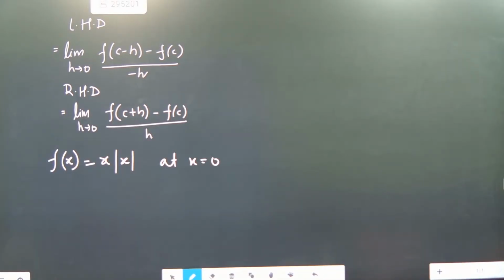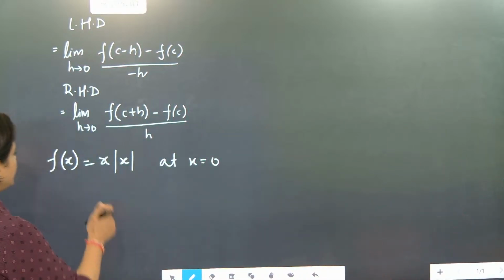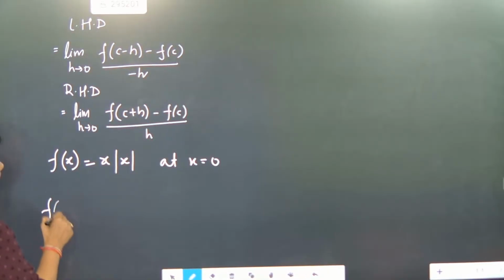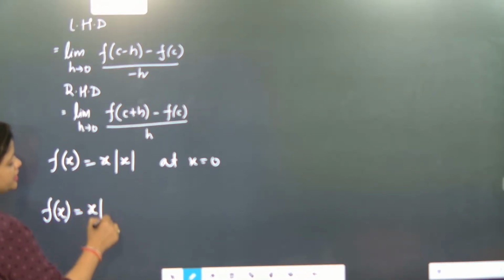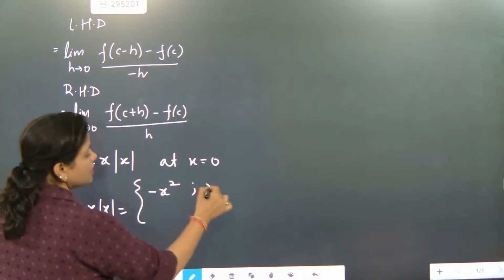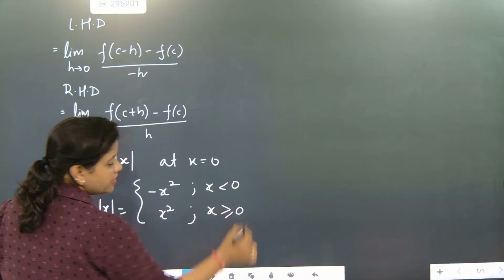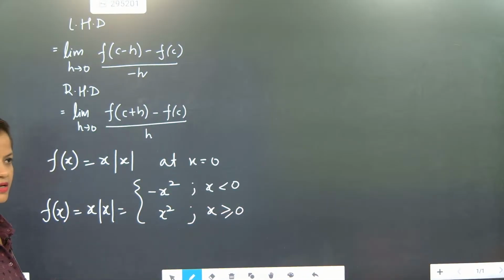But we need to solve it. We need to prove it. So how are we going to check this one? Check this section very carefully. First, f of x will become x into modulus of x. It will become minus x square when x is less than 0, and x square when x is greater than or equal to 0.